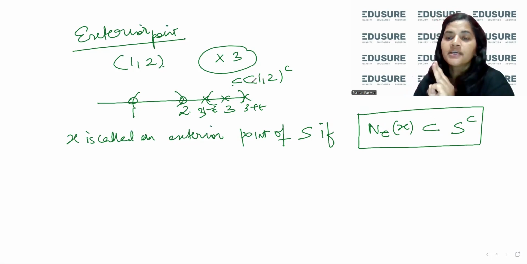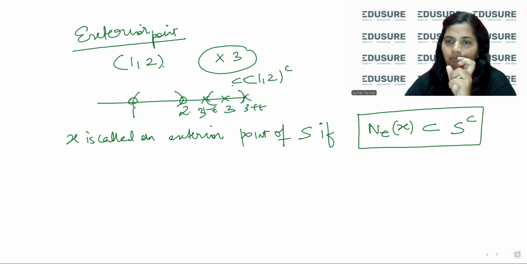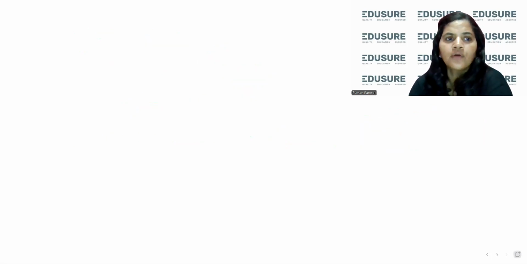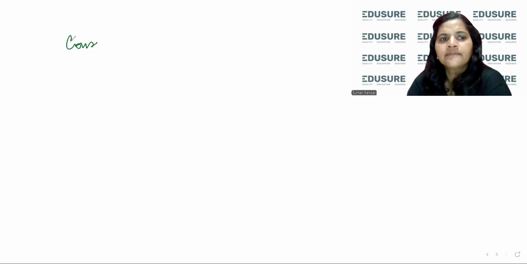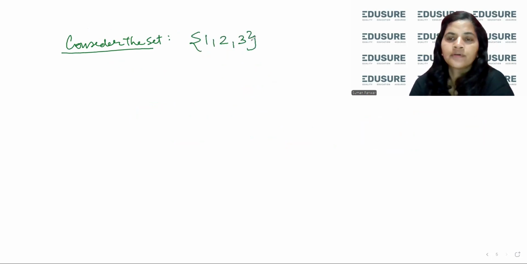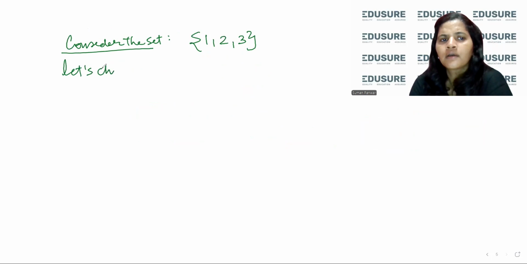So we have done 3 points: interior point, boundary point, and exterior point. And now I will take one example of a finite set and check whether some point is an interior point, boundary point, or exterior point. Okay, so consider the set {1, 2, 3}. Take any point. Let's choose 2. Question: is 2 an interior point?